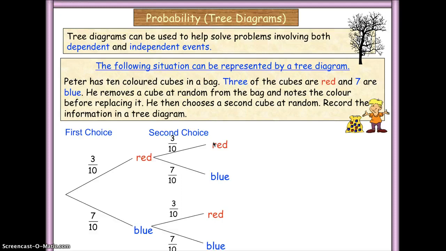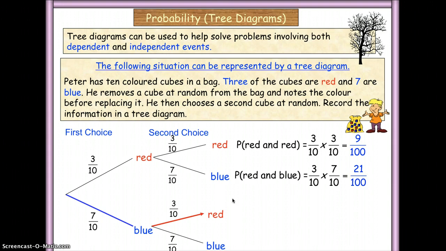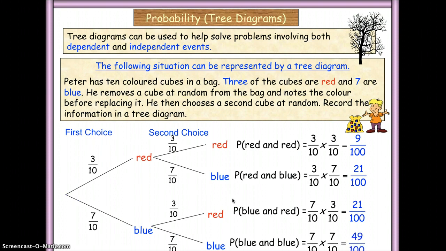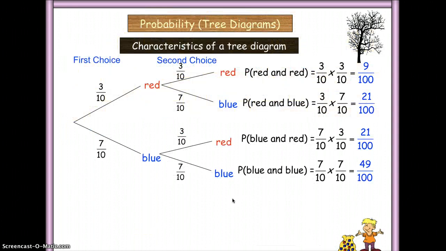Okay, so now if we get the probability just like we did last time, it's multiplication. So the probability of getting a red and a red is 3/10 times 3/10, which is equal to 9 over 100. And I will keep doing that for the rest of the branches or arms. So if it's a probability of red and blue, it's going to be 3/10 times 7 over 10, which is 21 over 100. That's the same as the rest. Okay, so you multiply.